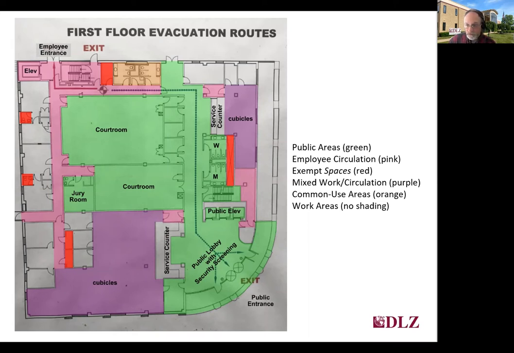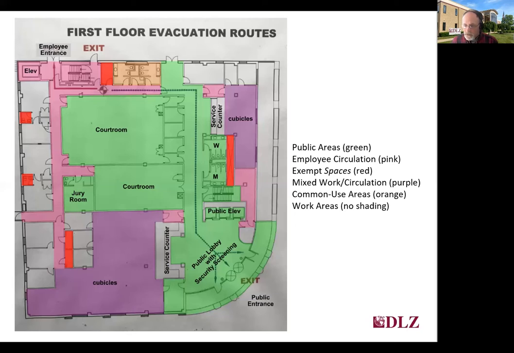This happens to be the first floor of a courthouse in a large city. This building is several stories tall, so there are a lot of other similar spaces on the other floors. But for today's purposes, we'll just use the first floor because it has the entry and exit. So you see in green all the different public areas, which includes the public entrance and the lobby with security screening, elevators and stairs, and the men's and women's public restrooms, as well as the 2 courtrooms and the jury room, which is utilized by jurors.